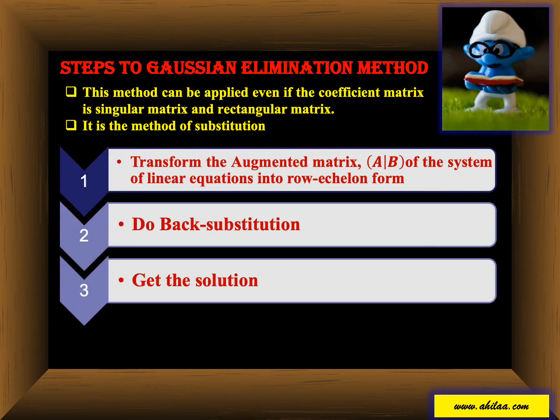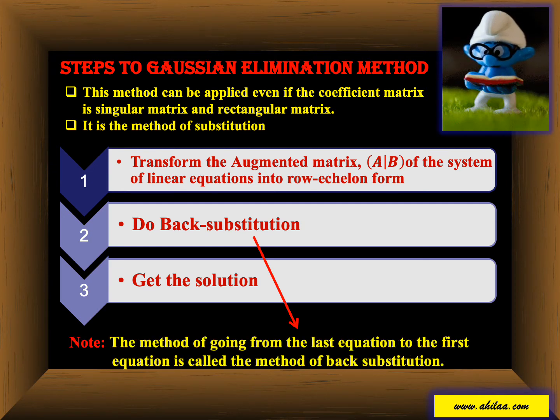Now step 1. Transform the augmented matrix AB of the system of linear equations into row echelon form. Second step, do back substitution. Third one, get the solution. Now what is back substitution? The method of going from the last equation to the first equation is called the method of back substitution. Understood? Fine.